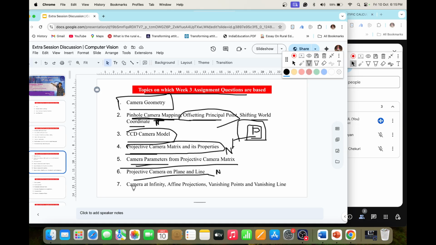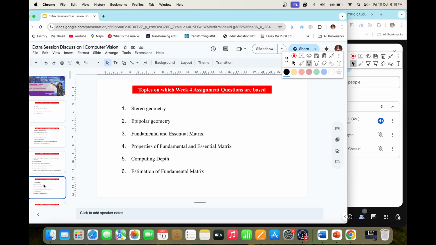And at last we have the camera at infinity, affine projections, vanishing point and vanishing line. These are all related to the infinity concept. I think these are more important, related to both conceptual as well as numerical. So again, go through it, but the most important from the conceptual point of view are items 2nd to 6th, I would say. That is related to the week 3 discussion.